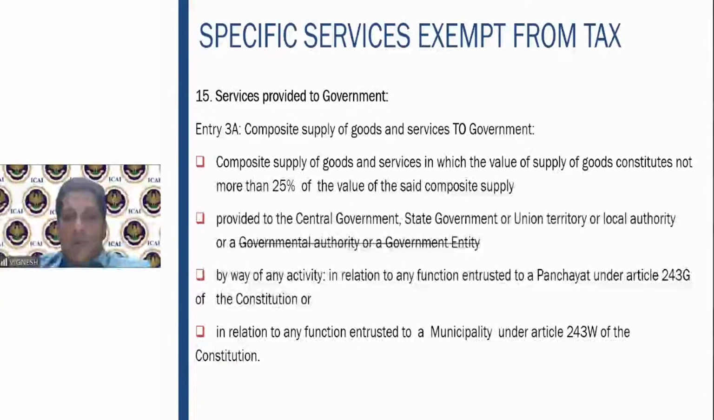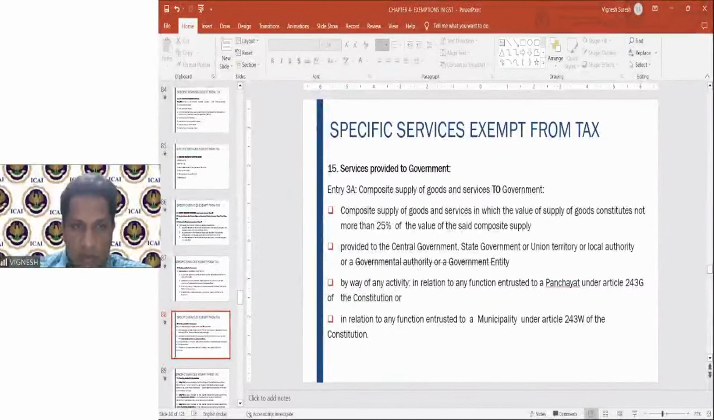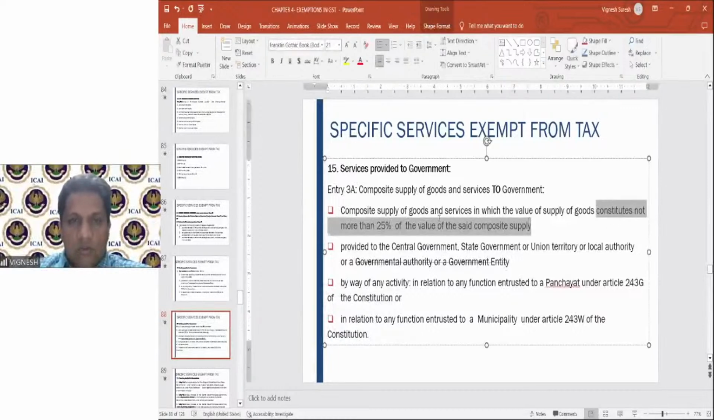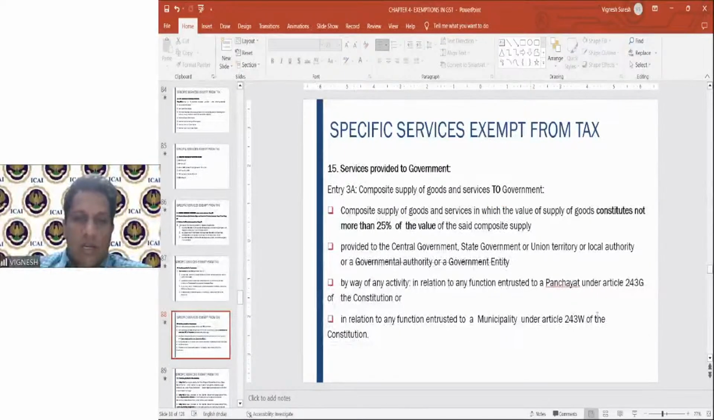Then composite supply of goods and services to the government. Here also, a small amendment has been made. If you go to the supplementary study paper, page number 22, from 1st January 2022 onwards, this amendment has come. Here, as I told you, pure services or a government authority or a government entity is deleted. In the same way, for composite supply of goods or services, everything remains the same, wherein the supply of goods should not be more than 25%. This is very important. Supply of goods should not be more than 25% of the value. In that particular situation also, it is exempt. Here also the words government authority and government entity are deleted. I hope you got this clarity.